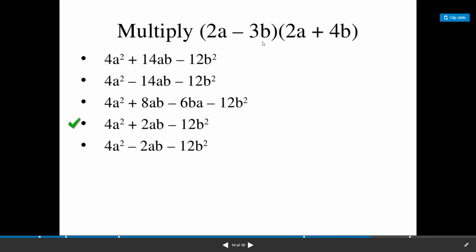And after that, inner you have to multiply. Inner means here minus 3b into 2a, that is minus 6ab. So plus 8ab and minus 6ab will make plus 2ab. And finally, you will multiply minus 3b and 4b, known as the last terms: 3 times 4 is 12, b into b is b squared, minus into plus is minus, so minus 12b squared. In this way, orally also you can recognize the answer.